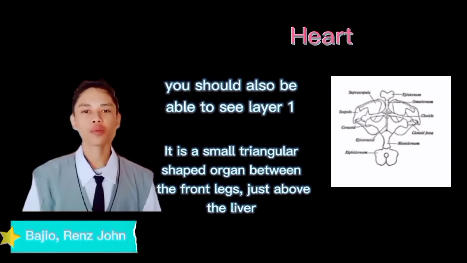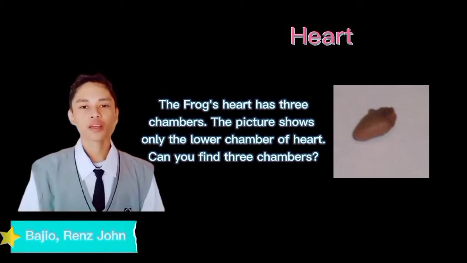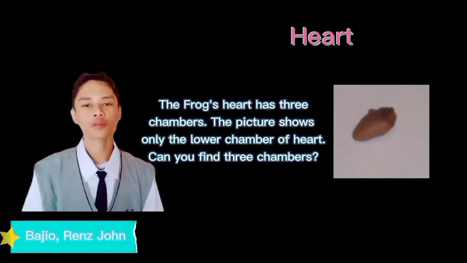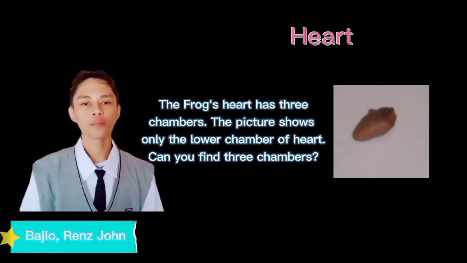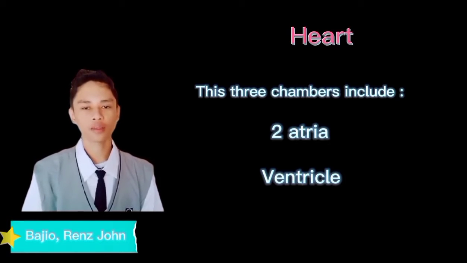Heart. You should be able to see the heart in layer 1. It is a small triangular shaped organ between the front legs, just above the liver. The frog's heart has 3 chambers. The picture shows only the lower chamber of the heart. Can you find all 3 of them? These 3 chambers include 2 atria and a ventricle.